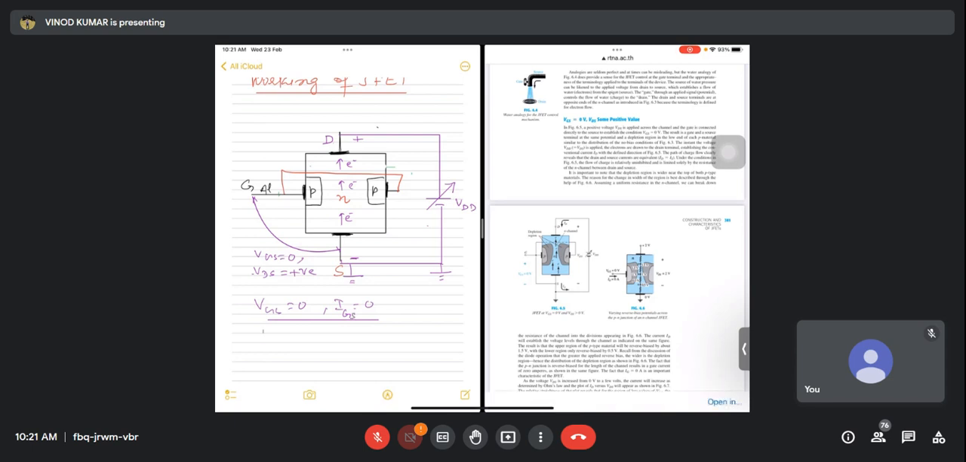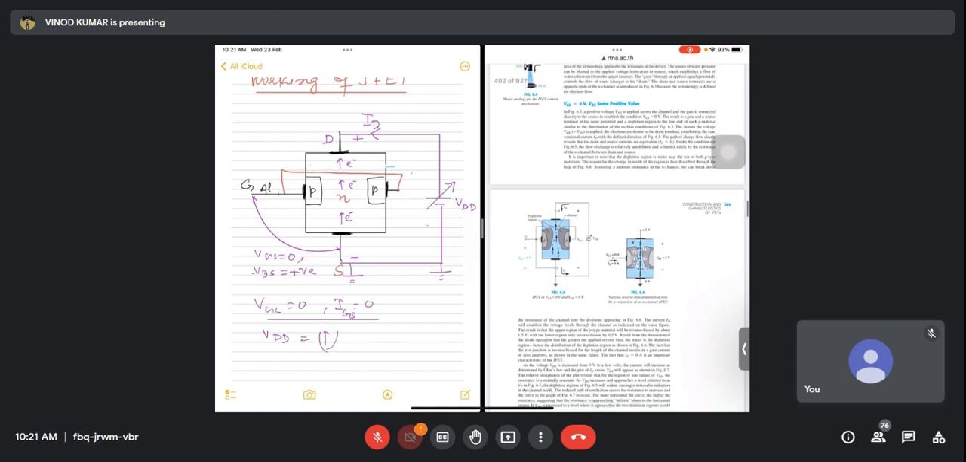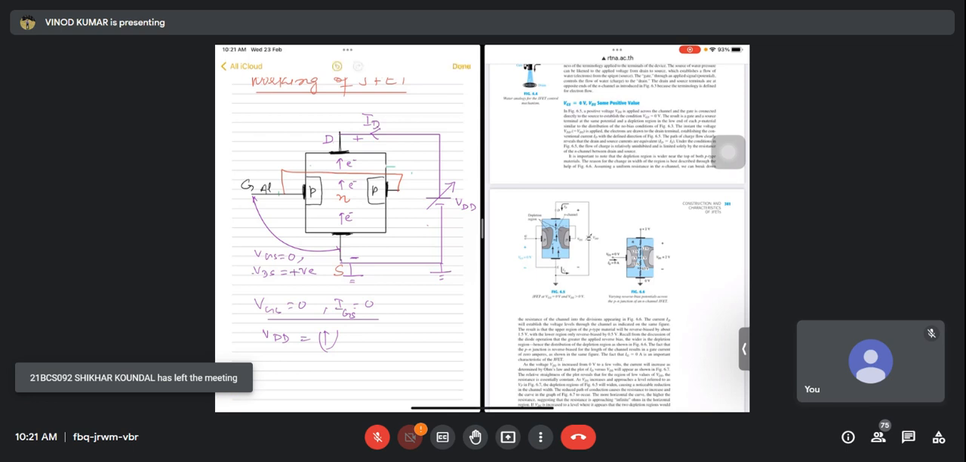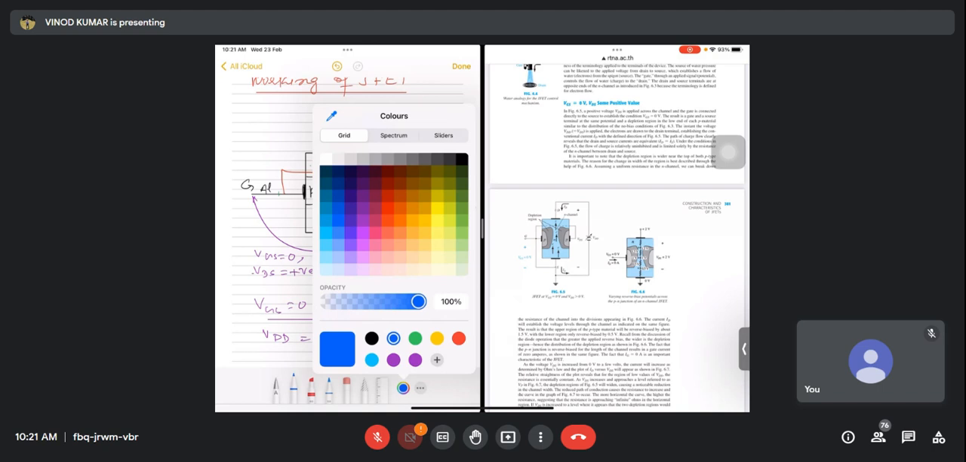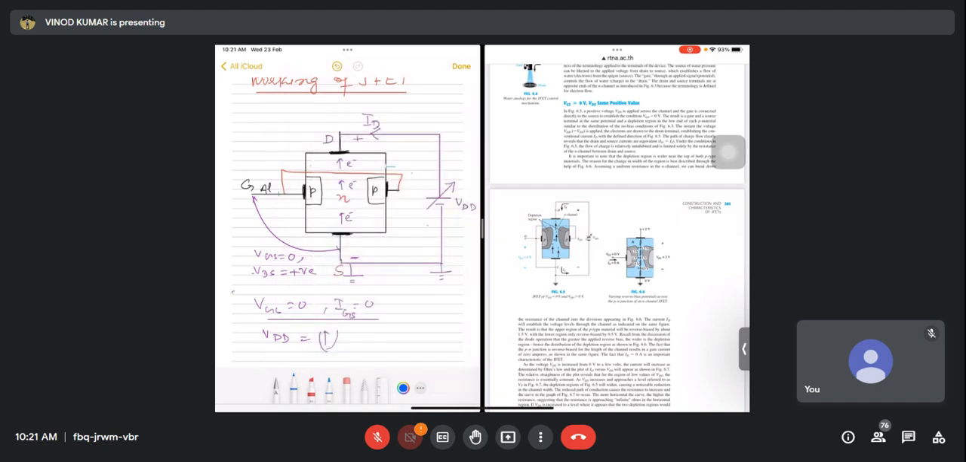But when we are applying VDD, there is flow of charge carriers like this. And if electron is moving like this, current is moving opposite to that direction. So this is current ID. Okay. And if you see, this is nothing but, this is N.